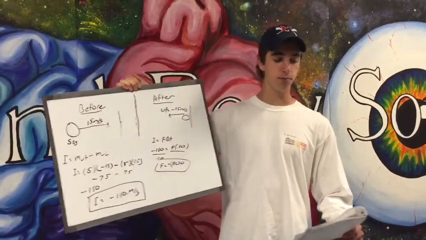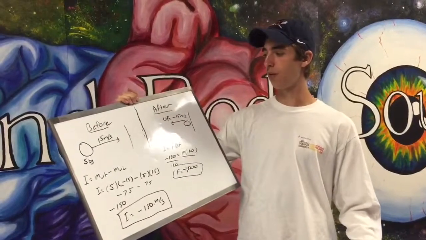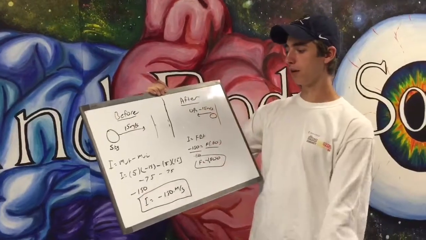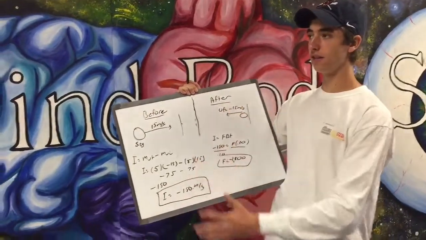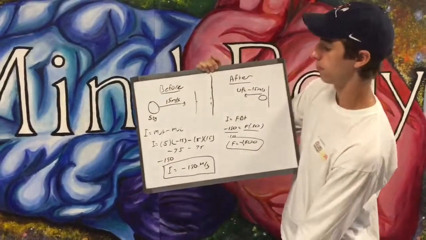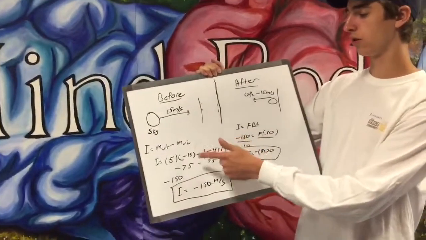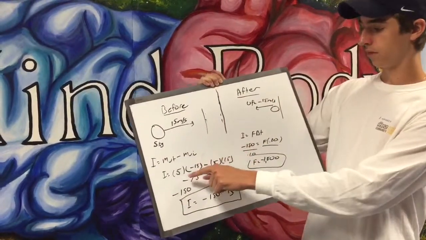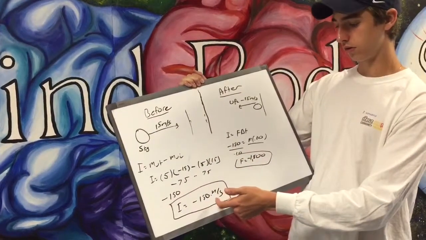Alright, so in this problem, a 5 kilogram ball is being thrown with a velocity of 15 meters per second at a wall. After that, it hits the wall and it bounces back. We have to find the impulse and the force. There are many different formulas for impulse, but for this problem, you use mass times final velocity minus mass times initial velocity. So the final velocity is negative 15, initial 15, you get negative 75 minus 75, which is negative 150 kilogram meters per second.